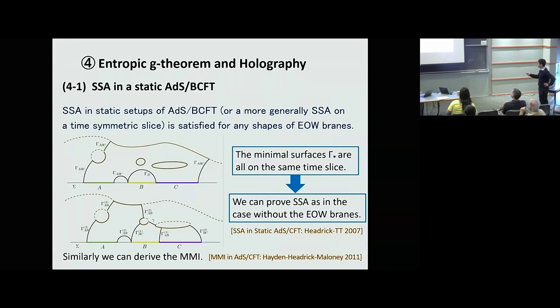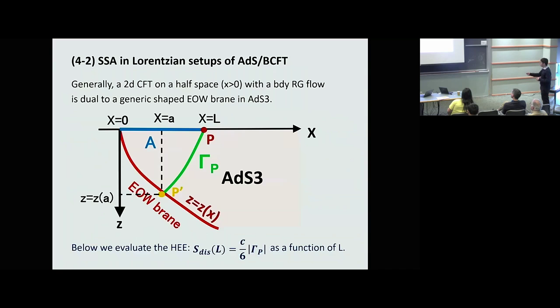So yeah, you can easily show the usual strong subadditivity, as in usual AdS/CFT, which might work with Headrick, and also there are further inequalities like monogamy of mutual information by Hayden, Headrick and Maloney, and these two are automatically satisfied for a static case. It's very easy to see. Essentially, the proof is the same. But we are interested in the Lorentzian case, so we are computing this length.